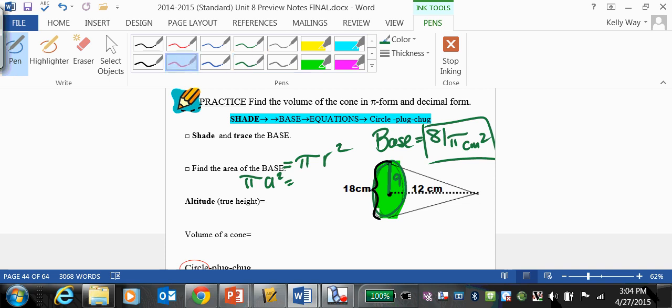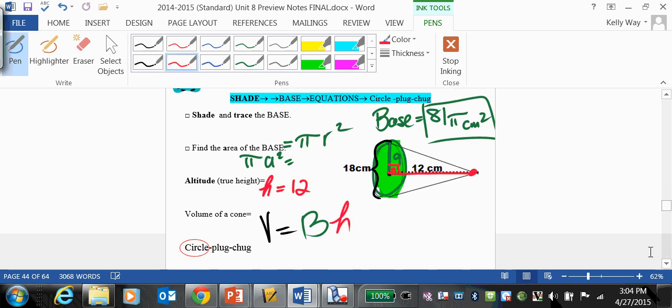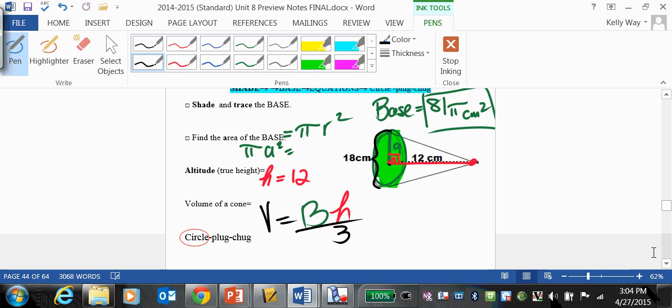Let's trace our true height. Do we have our true height? Right down the middle? Yes. Right angle? We have our true height. So that's our H is 12. Now we write out our equation. Volume equals area of the base times the true height, divided by 3 because it's a cone. And we circle plug check. Circle height, pick it up.